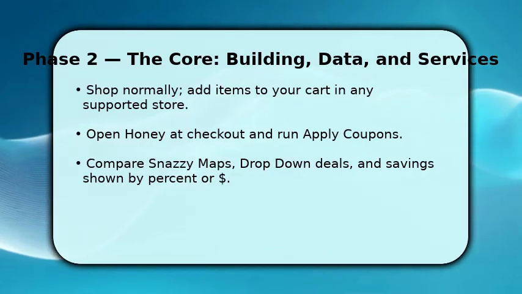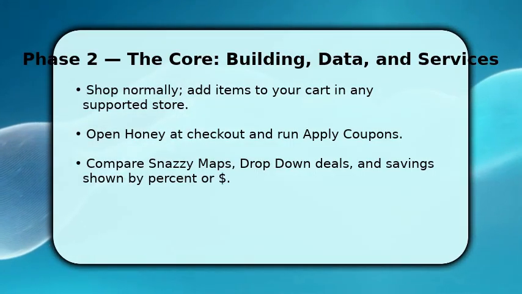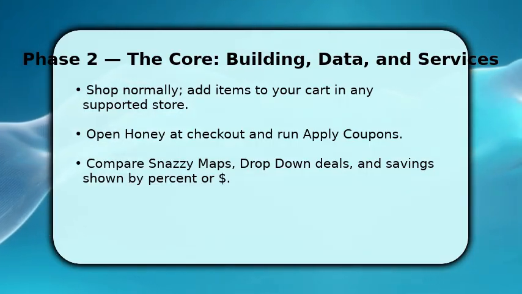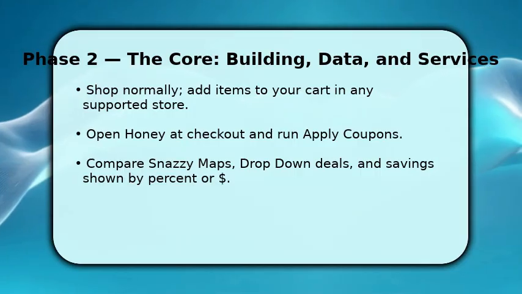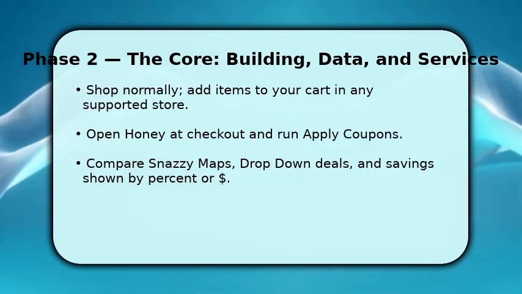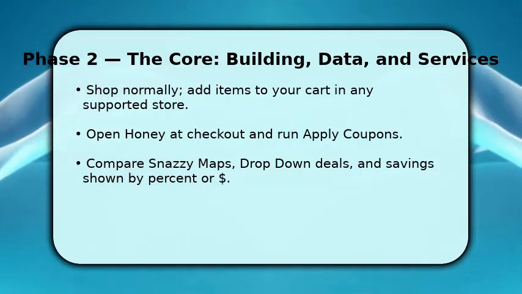Once it finishes, review the savings displayed as percent or dollar amounts and choose the best result. Also check any drop list or price history suggestions Honey shows. These explain why a price may rise or fall. Make sure to select the final coupon before completing payment.